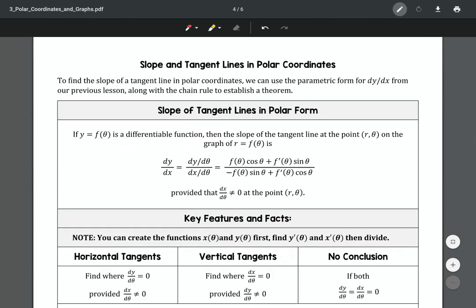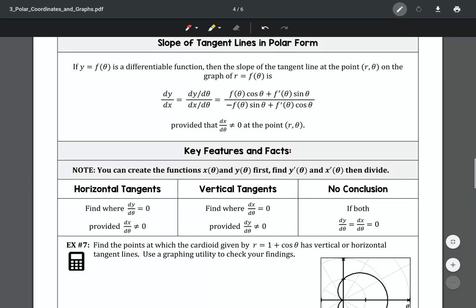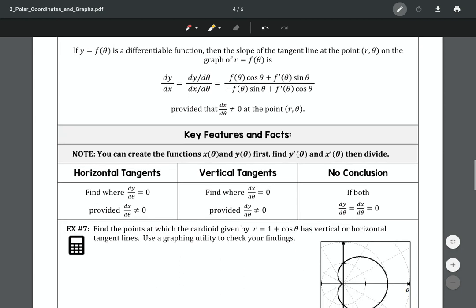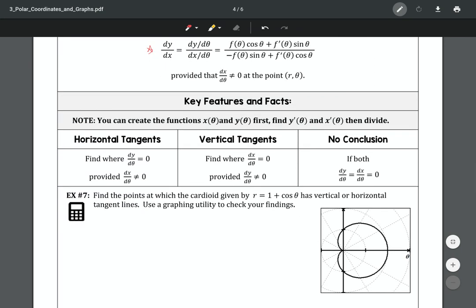Now we're going to talk about finding the derivative in polar form, finding the tangent line. So kind of like the parametric, very similar, right? If you want to find dy/dx, you have to find the derivative of y with respect to theta over the derivative of x with respect to theta, which is what this is saying. All right, and for the horizontal tangents, obviously, if this is equal to 0, that means that this is 0, and that's y, provided that the bottom is not equal to 0, right?